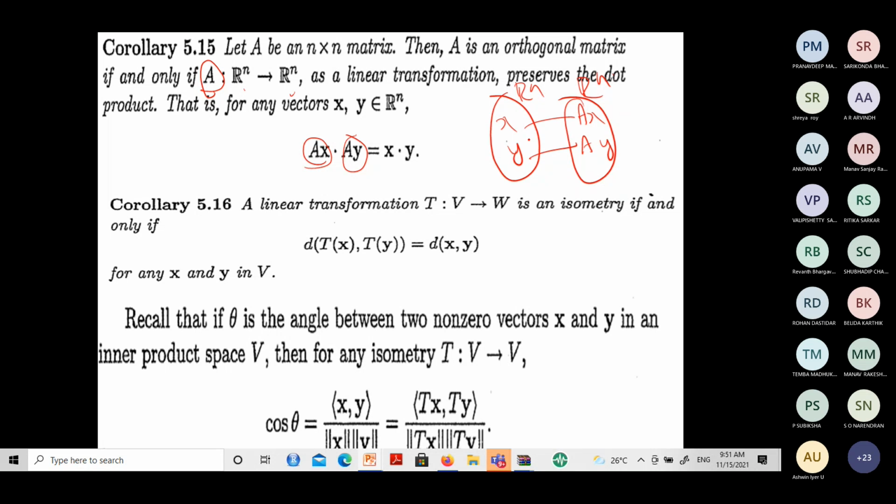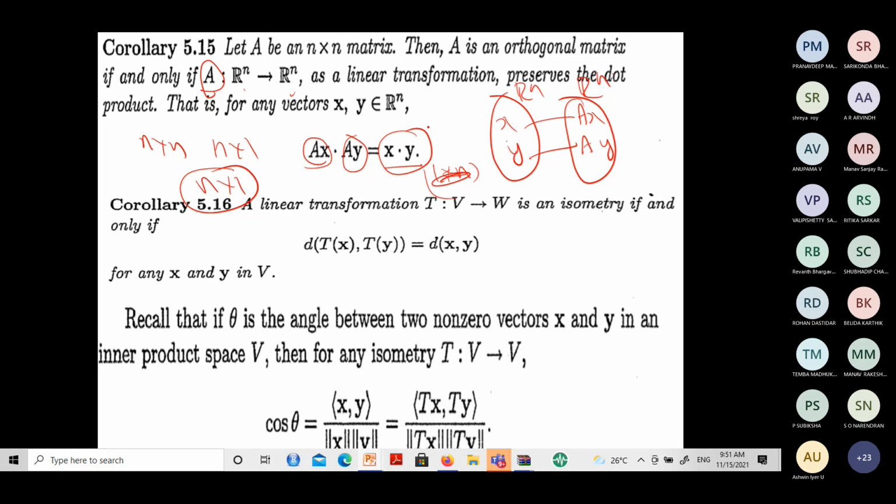X is from R power n, so what type of vector will it be? It's a column vector. Sorry, it should be a column vector. A is an n by n matrix and X is an n by 1 matrix, so if you multiply, you will again get an n by 1 matrix, which is again a vector of R power n. So what they are saying is the dot product between x and y is actually the standard inner product here.